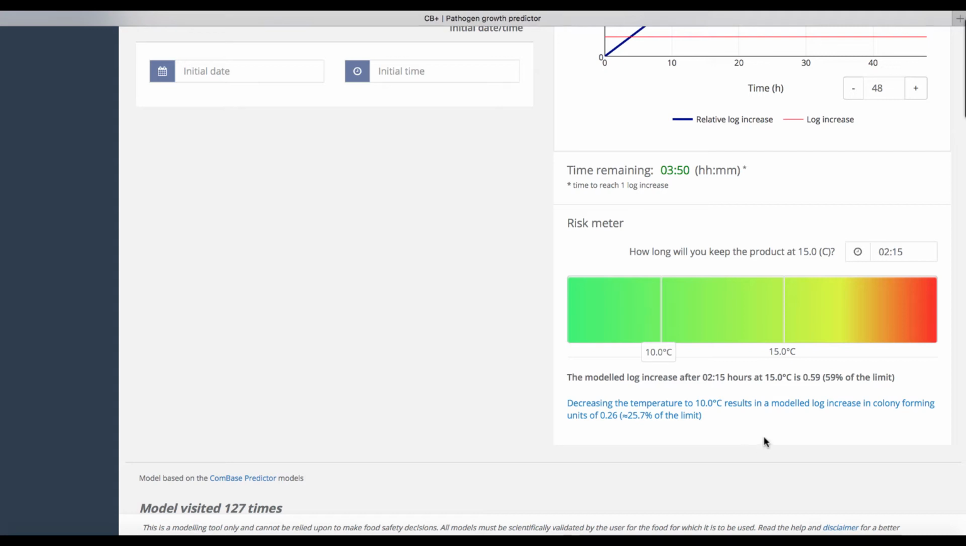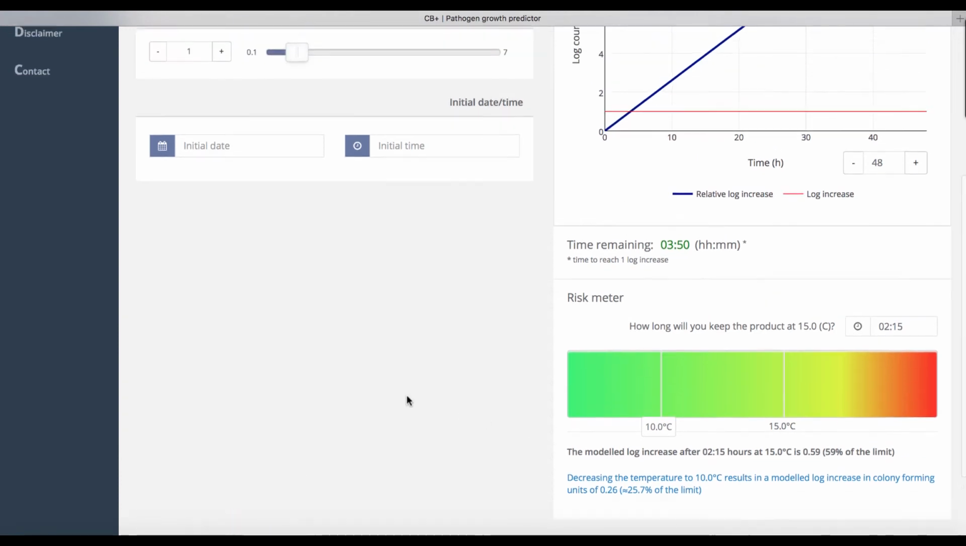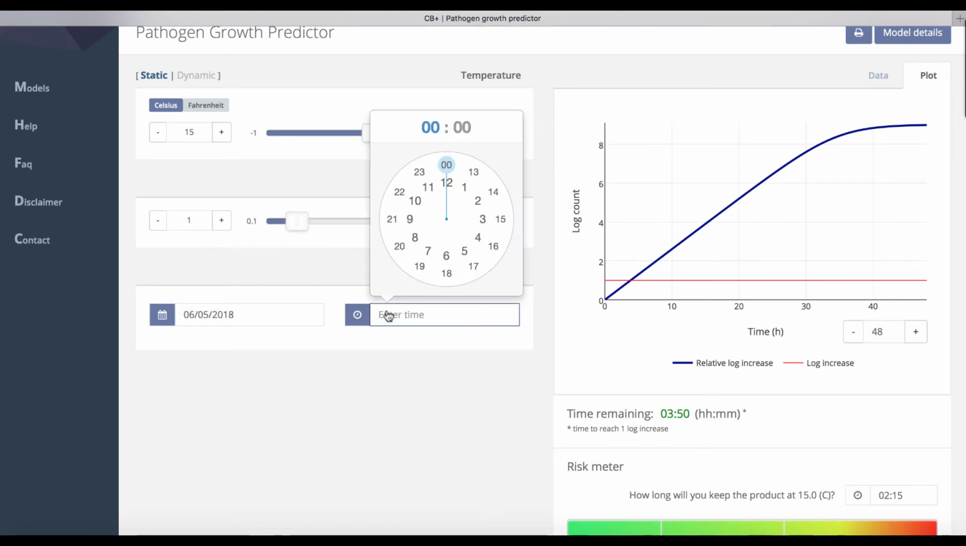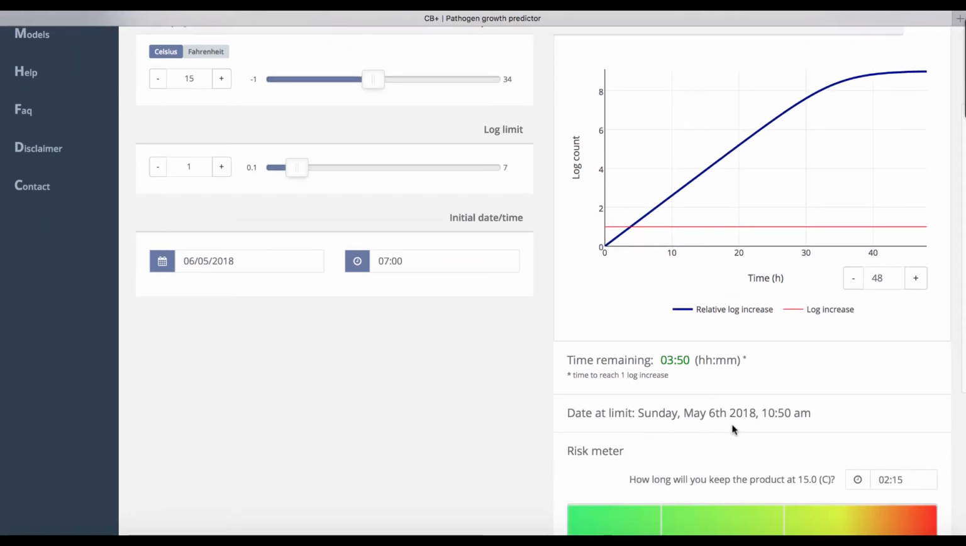You can now see at the bottom of the page the effect of 10 versus 15 degrees Celsius on the predicted increase. In this case, storing the food at 10 degrees instead of 15 degrees produces only a 0.26 log increase. When you enter a starting date and time, the corresponding date and time when the critical limit is reached is now shown below the graph. For example, this feature can be very useful when planning a catering event.